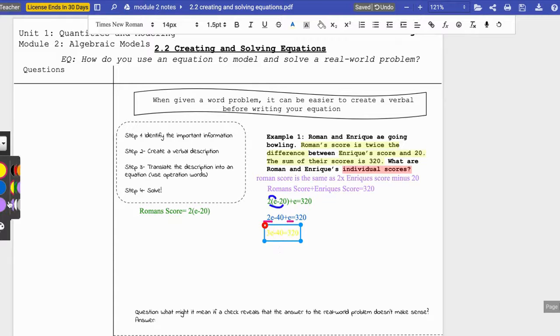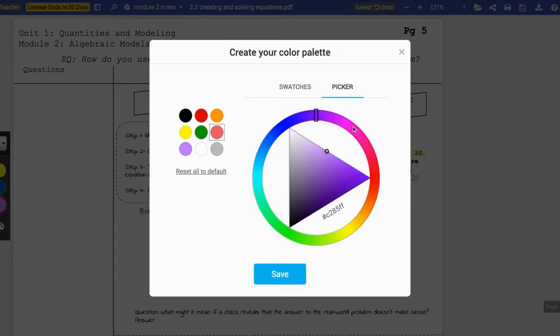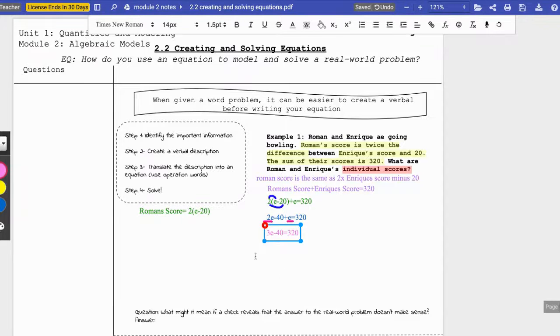Ooh, that's gross. Don't do that. Why isn't there like a pink? Okay, there we go. This one back to purple.